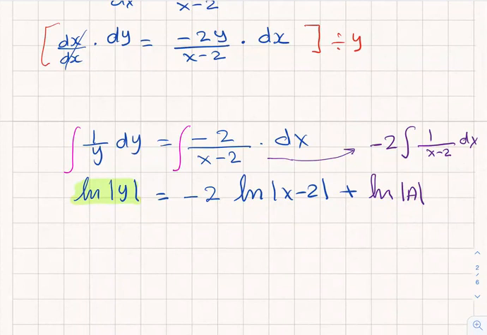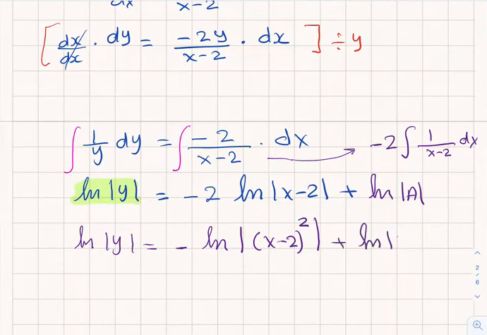So now what we can do, we have minus 2 ln x minus 2. This 2, we can put it as a power for the ln. So I can write this as ln y equals minus ln of x minus 2 to the power 2, plus ln a.